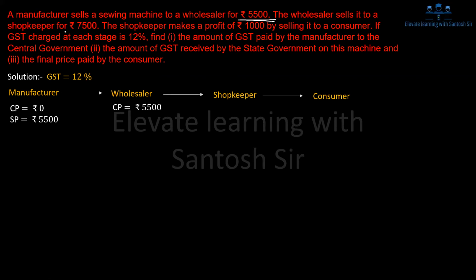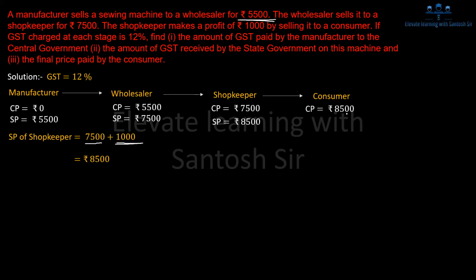Now the wholesaler is selling it to the shopkeeper for rupees 7,500. So the selling price of the wholesaler, which is equal to the cost price of the shopkeeper, is 7,500. And the shopkeeper makes a profit of 1,000 rupees. So at what price will the shopkeeper sell it to the consumer? CP plus the profit, 7,500 plus 1,000. So he will sell it to the consumer at 8,500 rupees. So the selling price of the shopkeeper is equal to the cost price of the consumer, which is 8,500 rupees. And we don't know whether the consumer is selling it or not. For now, we consider the SP of the consumer as 0.